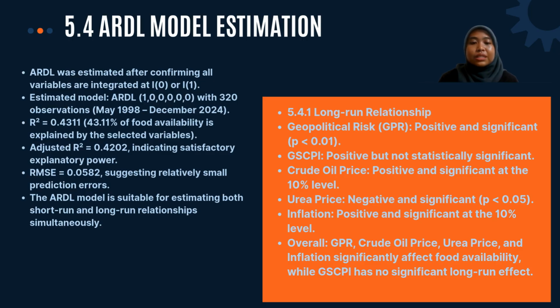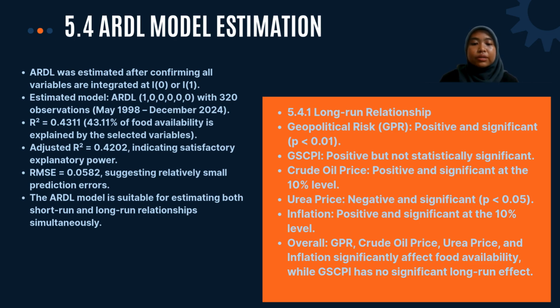This implies that changes in oil prices affect transportation, production, and distribution costs, which eventually influence food availability. Meanwhile, the urea price has a negative and significant relationship with food availability. Higher fertilizer prices increase production costs, reducing agricultural productivity and food supply in the long run. Lastly, inflation shows a positive and significant relationship at the 10% significance level, indicating that rising prices influence the food system and consumer purchasing power.